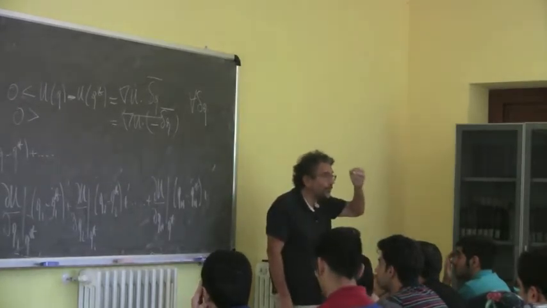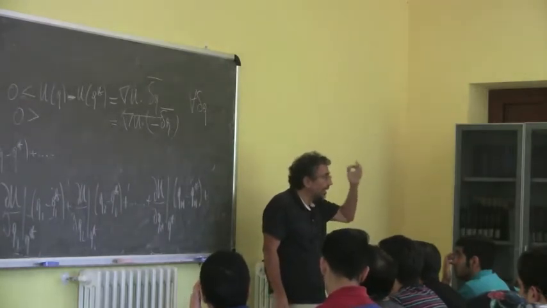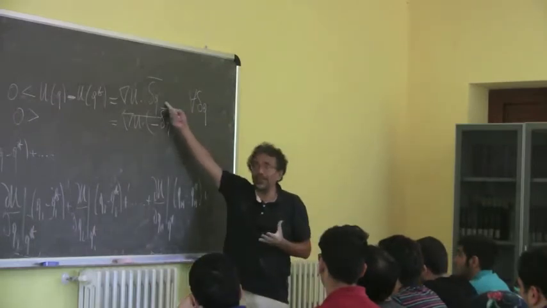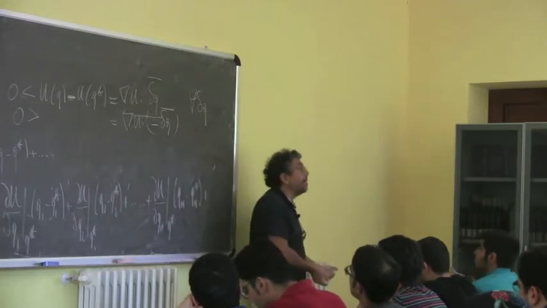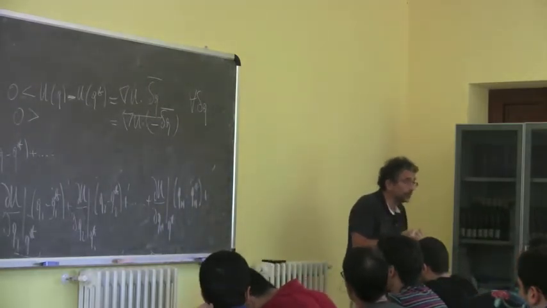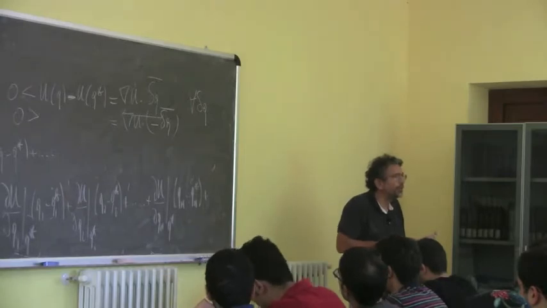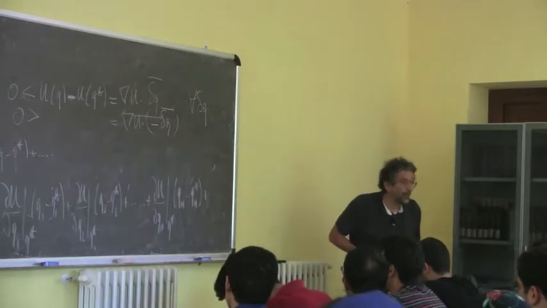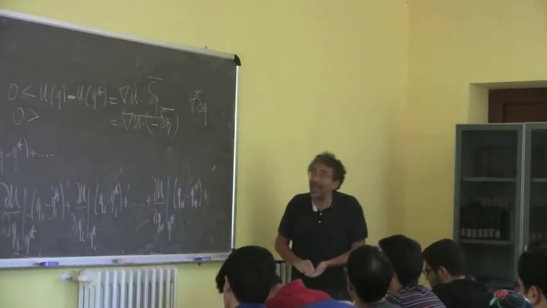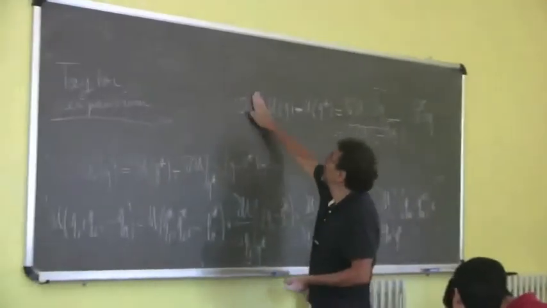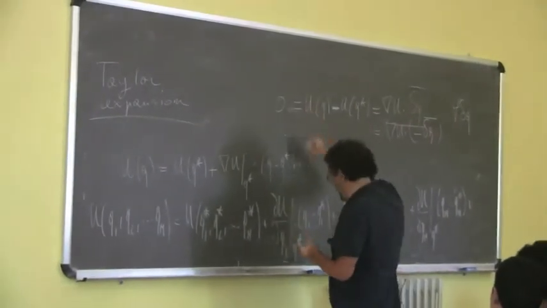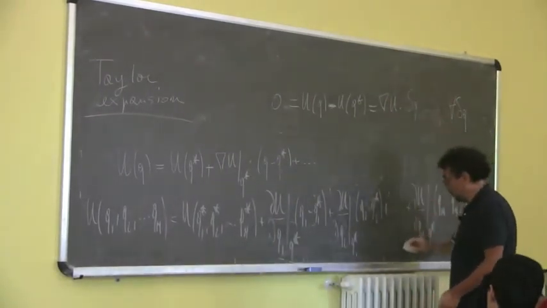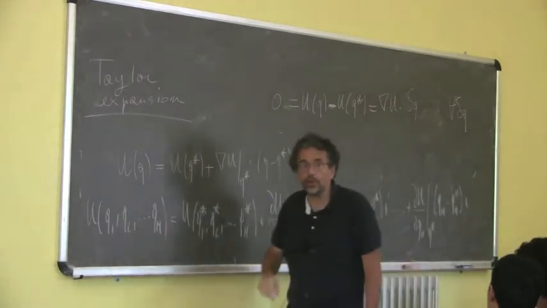Ab absurdo, if it were positive for a certain delta Q bar, then with minus delta Q bar it could become negative. It cannot be negative, because it is a minimum. Therefore, for every delta Q, this equality holds.